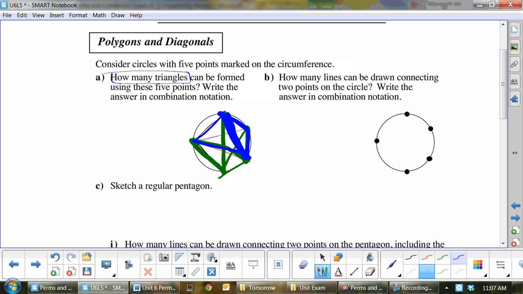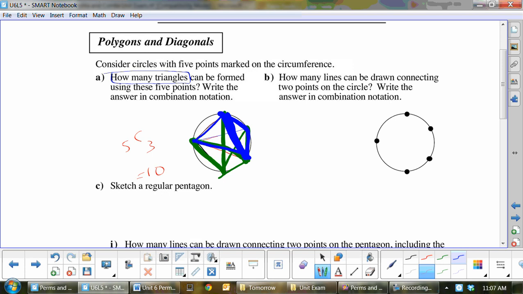What would be the number of triangles that I could do? How would I find that? Is counting the only option? 5 choose 3. You'll get 10. 5 points. I'm choosing 3 every time. You cannot do a triangle without 3 points.